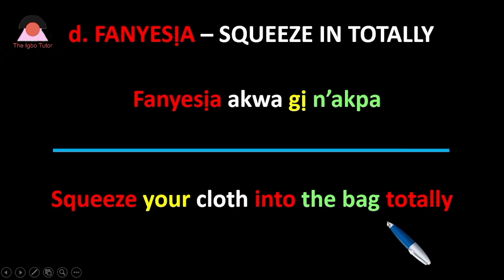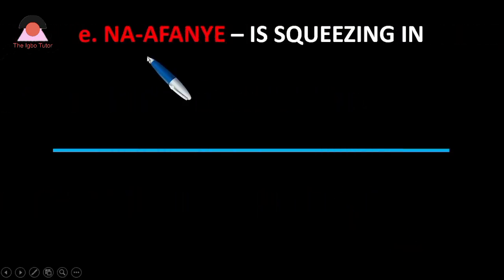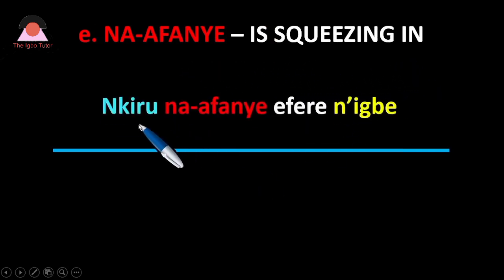Fanyesia akwa gị n'akpa. Let's go to E, which is na afanye. Na afanye is squeezing in. A sentence now to demonstrate usage. Nkiru na afanye efere n'igbe. Nkiru is somebody's name.